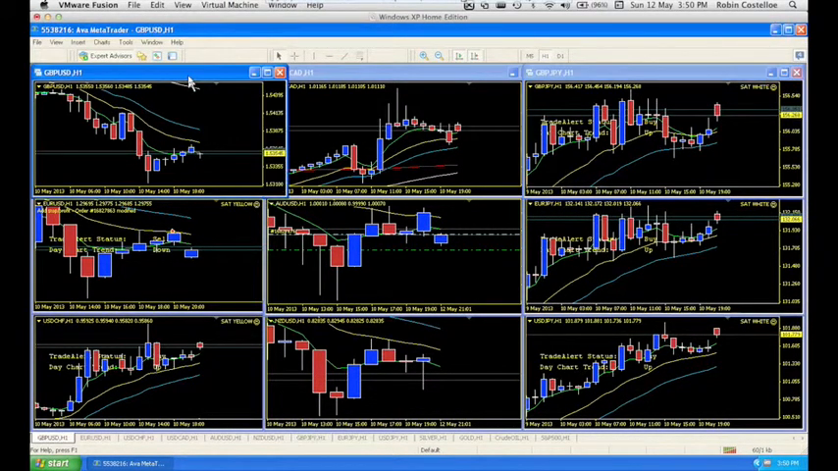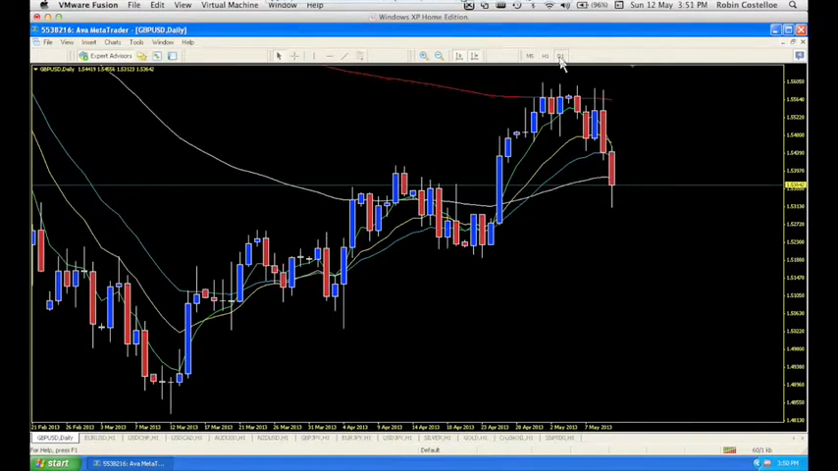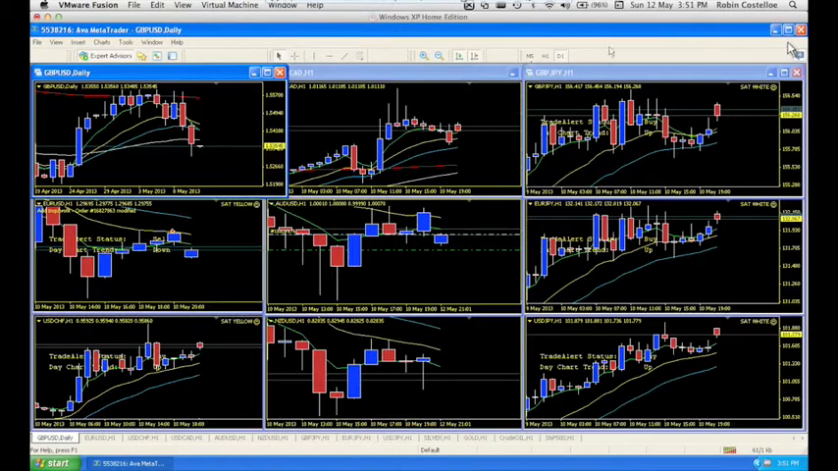So British pound, blues cross looking good. What's 1 day doing? 1 day's right at the white line here. We'd like to see that a little bit further down, so we're going to leave that one alone.